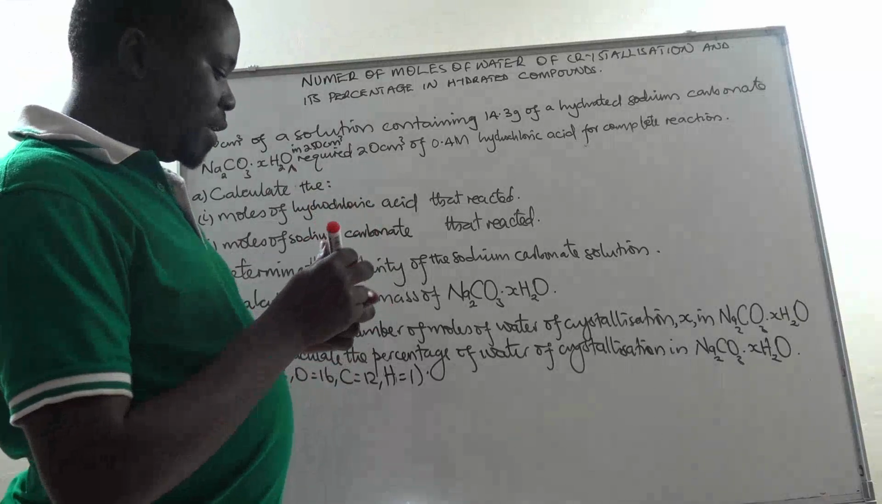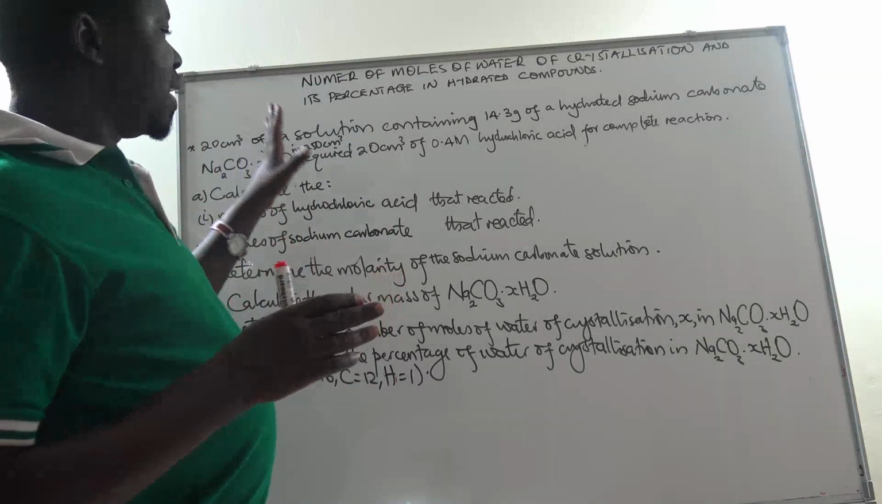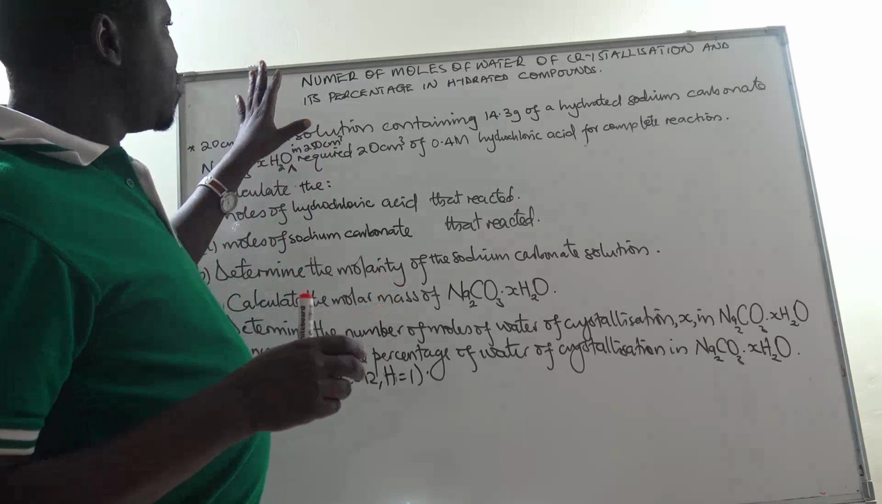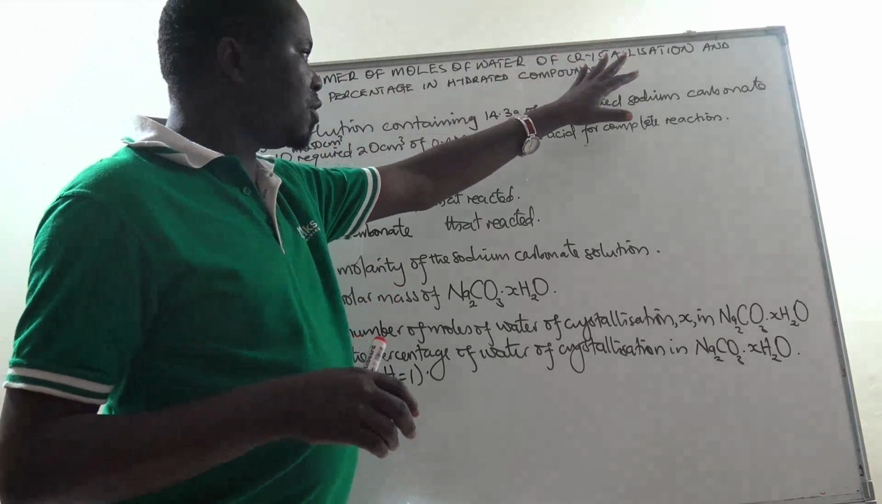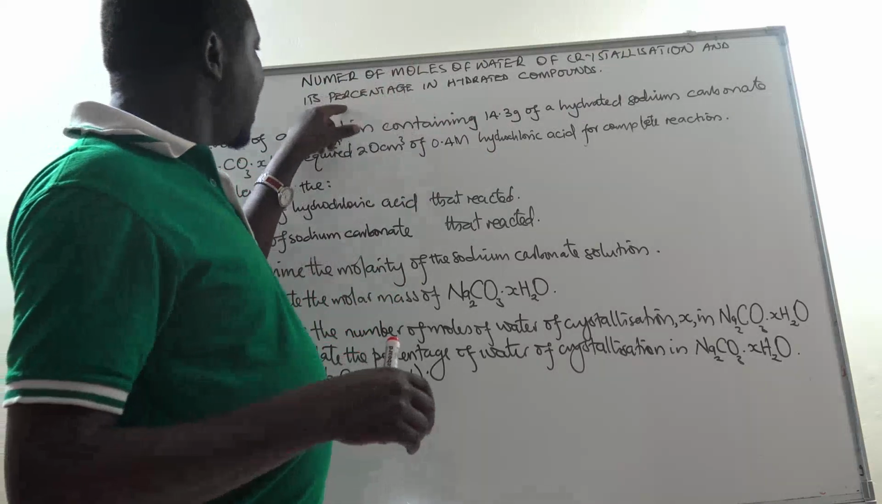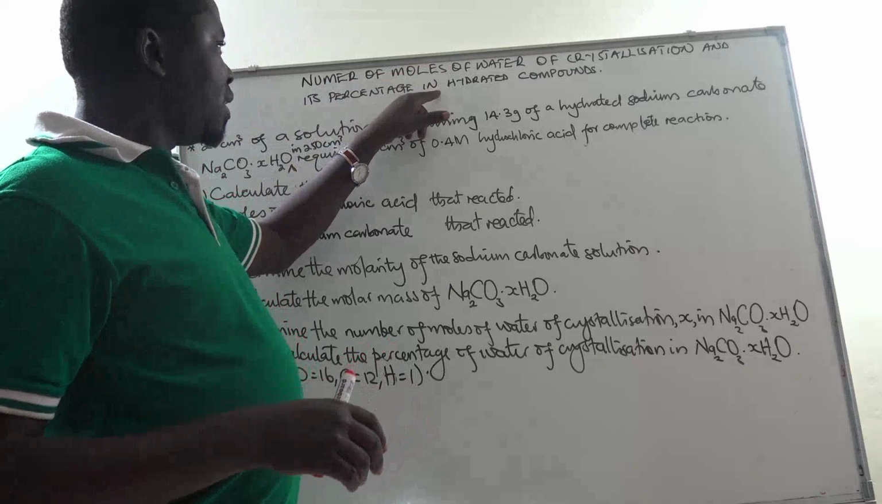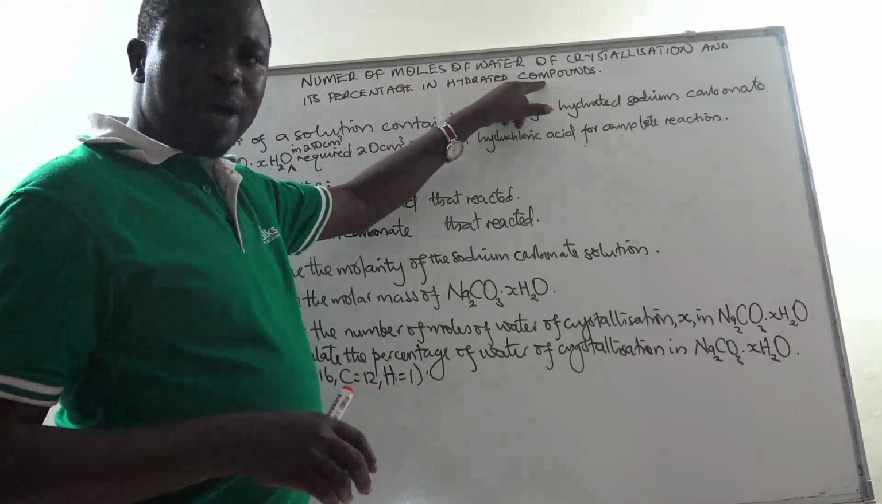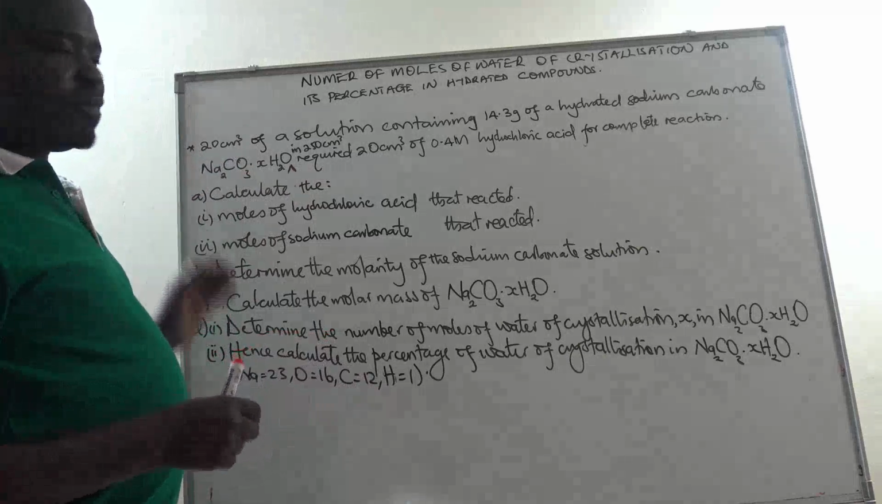We are continuing with our calculations in the mole concept and the volumetric analysis. So let us look at how to calculate the number of moles of water of crystallization and its percentage. That's the percentage of water of crystallization in hydrated compounds. So let us look at this number here and see how to go about it.